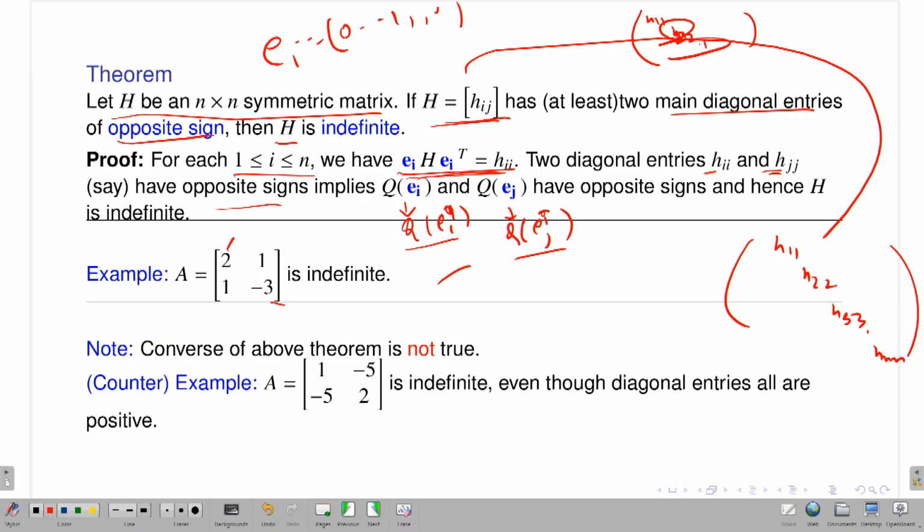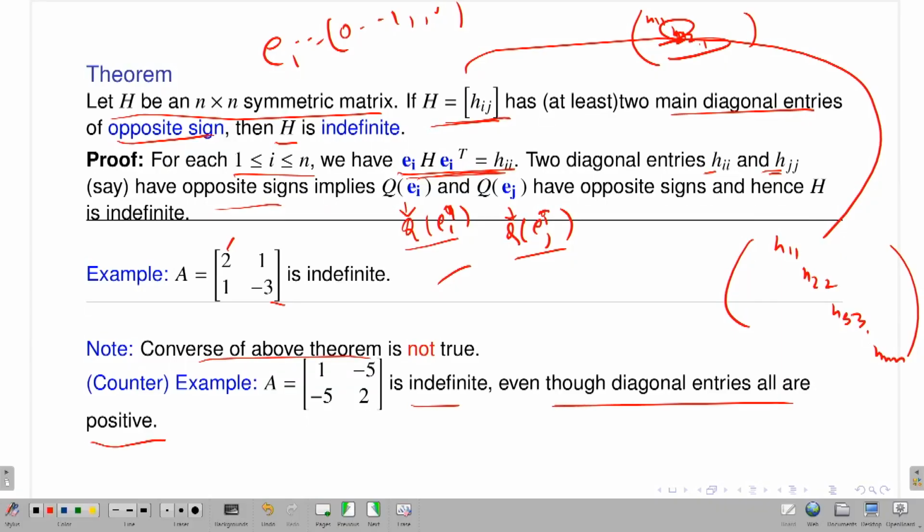However, I should add a point that the converse of the above theorem is not true. That means if I have a symmetric matrix and I know that among the diagonal elements at least two occur with opposite signs, then of course that matrix, or the associated quadratic form, is indefinite. But suppose you have a symmetric matrix H and you do not have this kind of thing, that is, all the diagonal elements are positive or all the diagonal elements are negative, then what can I say? Is it always positive semi-definite or negative semi-definite, or not indefinite?